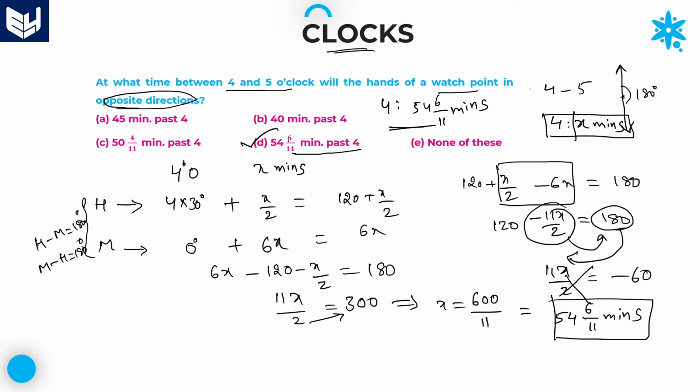You have to be very careful about this particular problem, because sometimes there is a chance of getting a negative value. If you are getting a negative value, it doesn't mean that you are doing the wrong calculation. It means that instead of h minus m, you have to take m minus h. That is the only point you have to remember in this case. Is it clear? Here option D is the right answer for this question.